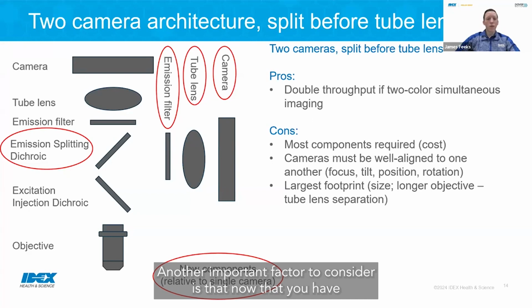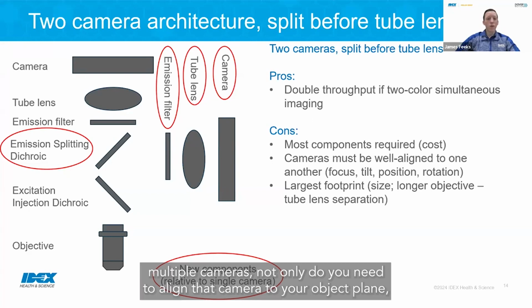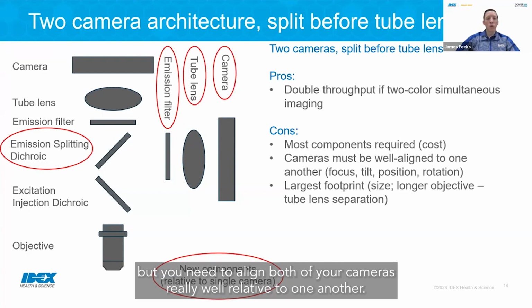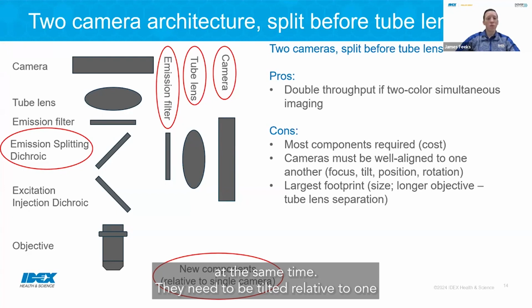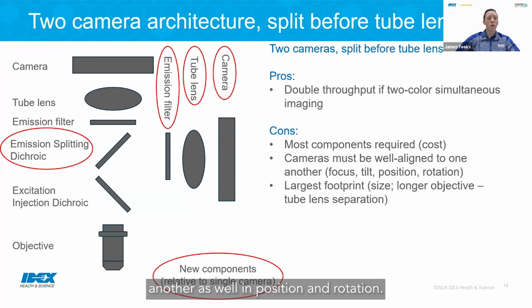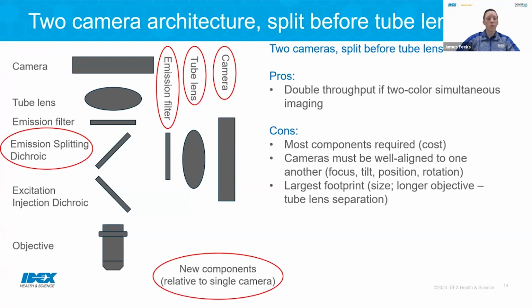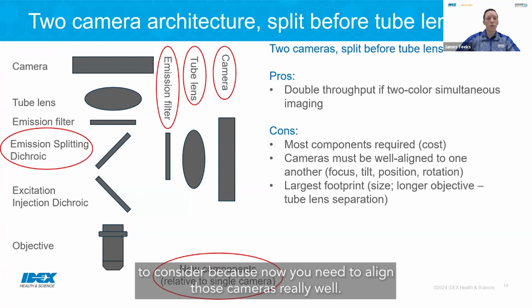Another important factor to consider is that now that you have multiple cameras, not only do you need to align that camera to your object plane, but you need to align both of your cameras really well relative to one another. So they need to be in focus at the same time. They need to be detilted relative to one another, as well as in position and rotation. So that's an important factor to consider because now you need to align those cameras really well.